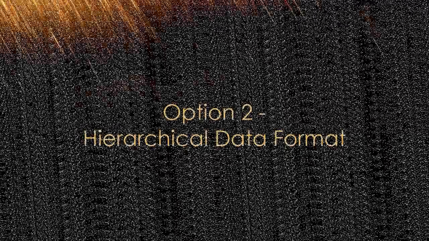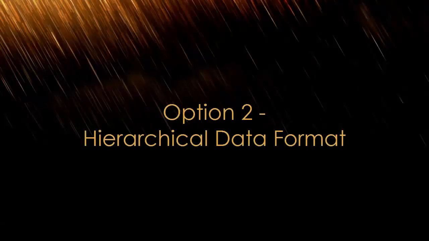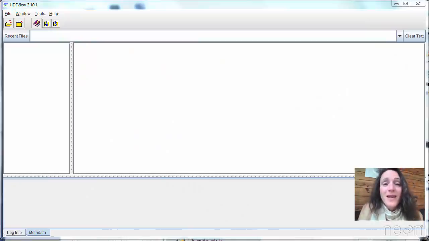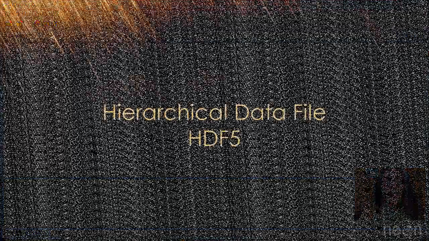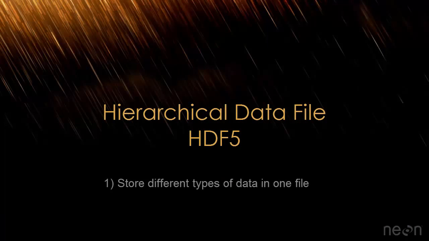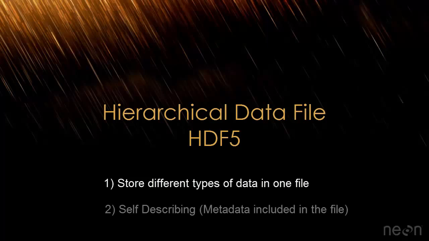So that's one option, but another option is to save all of that information in one single data file. Yep, you heard me right. So that would be a hierarchical data file. And that's the beauty of hierarchical data files. They allow you to save different types of information all in the same file. And oh yeah, they're self-describing because they also contain metadata associated with all of the information within them.